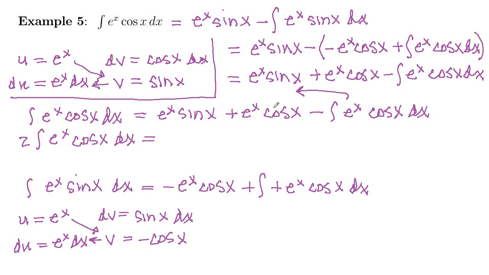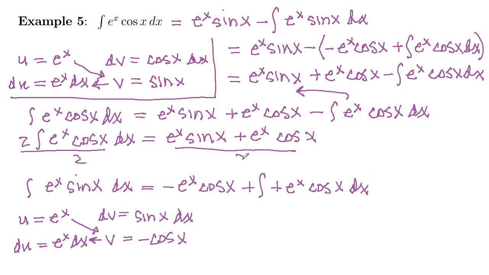And then I've got these two terms left, e to the x sine x plus e to the x cosine x. And now we can solve for the integral that we want by dividing a 2 off on both sides. These guys cancel, and the integral of e to the x cosine x, right here, we got it. And for our final integral, then we'll go ahead and add that constant, plus c.